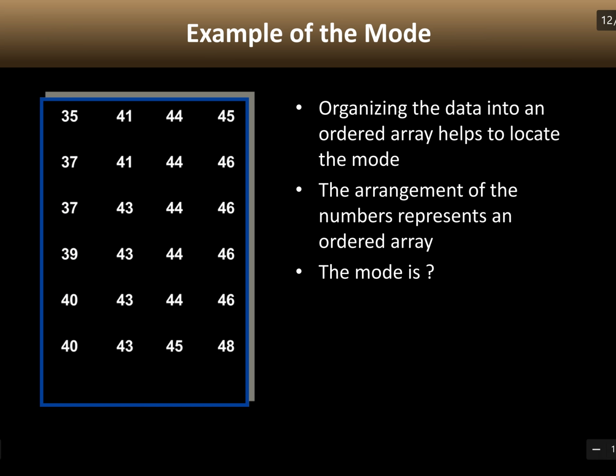All right, so let's look at an example. In this example, the data is already arranged in an ordered array, smallest to largest, from 35 to 48. And we can see that for the mode, you want to go through each one to see which number appears the most often. We can see that 44 appears 1, 2, 3, 4, 5 times. And no other number in this data set appears more than 5 times. So this would be unimodal, and the mode value would be 44.